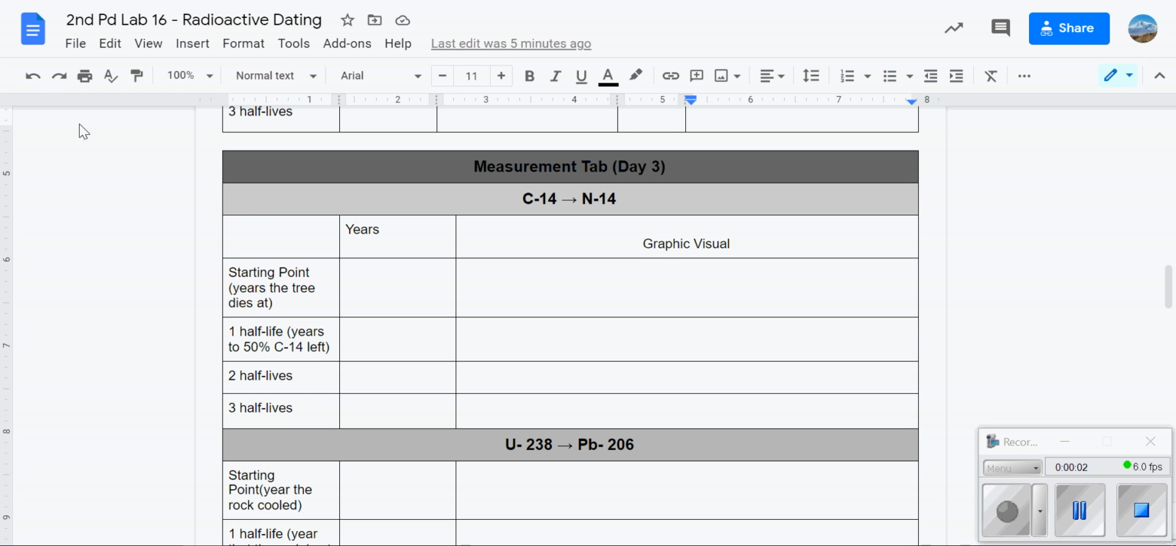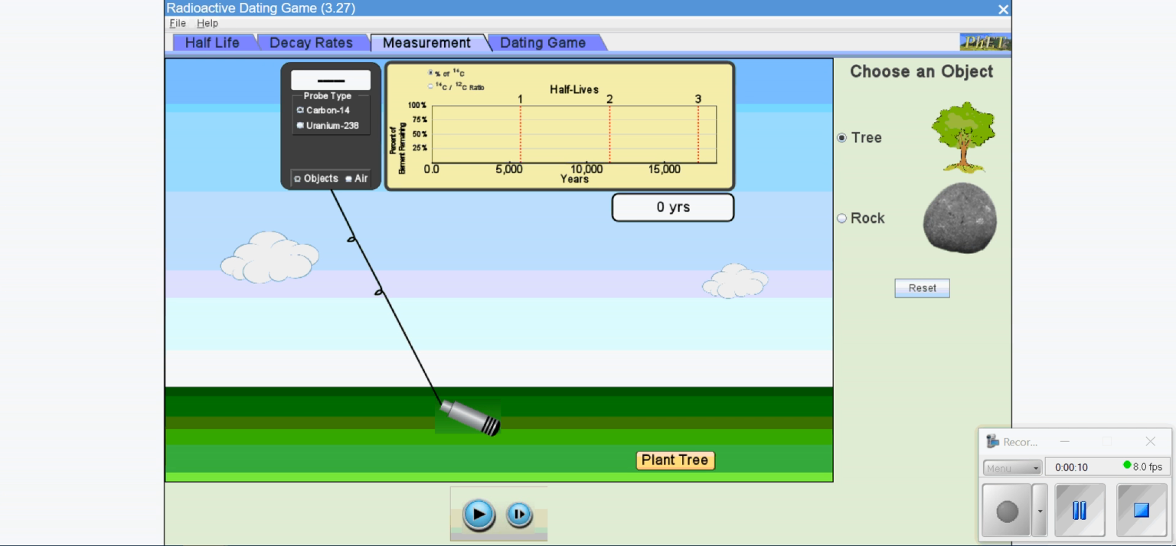Slightly trickier, but actually easier, is day 3. So for day 3, when we're looking at this fact, the measurement is going to show us an object. There's 2 objects to measure, the tree and the rock.